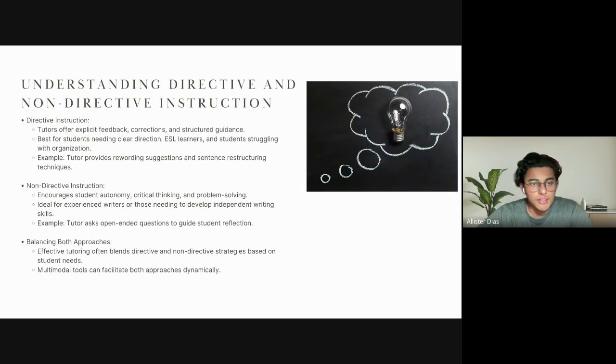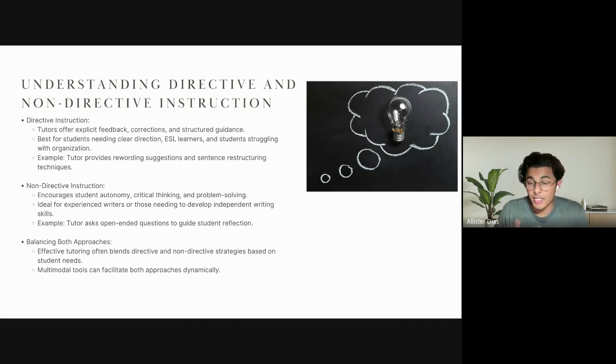So with that in mind, let's understand directive and non-directive instruction and how multimodal tutoring can actually enhance these frameworks. So let's understand directive instruction. This is something where tutors offer explicit feedback, right? Correction, structured guidance, things that are a lot more direct and a lot more explicit.